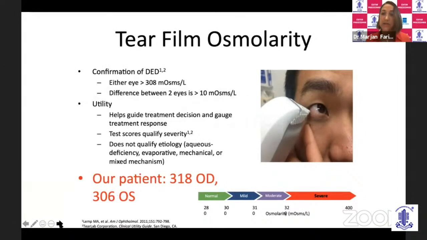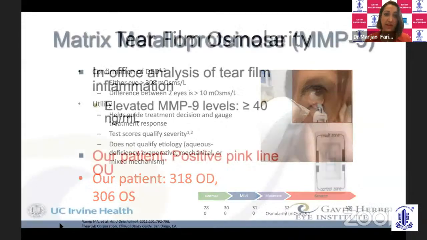How do we do that? Certainly point of care testing is great if it's available to you. Looking at tear film osmolarity can certainly help identify patients who have tear abnormality. Our patient had an osmolarity in the right eye of 318, left eye of 306. Again, that puts the patient on this scale of dry eye disease. The interocular variability is also another red flag.